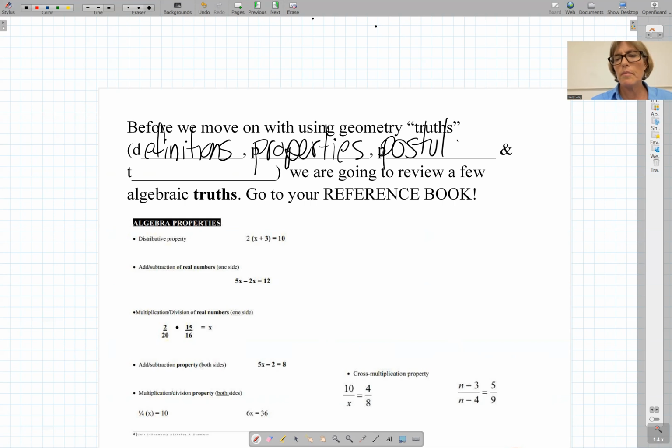Postulates and theorems. Where do we find these truths? You find them in your geometry reference booklet.